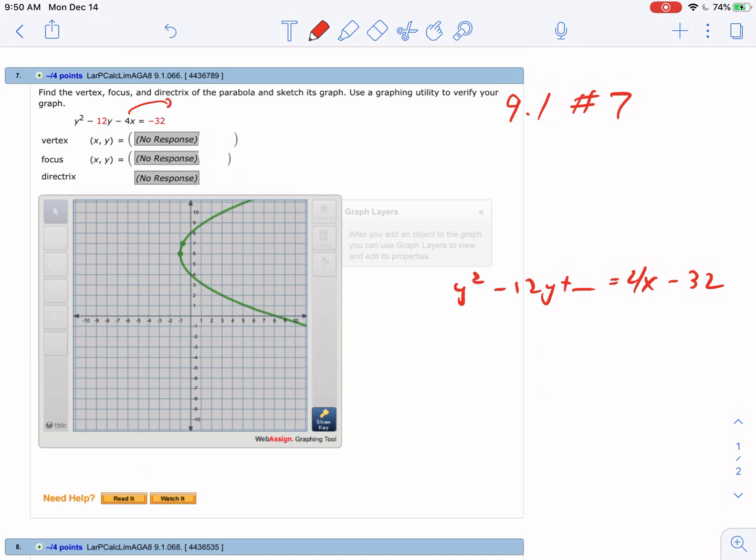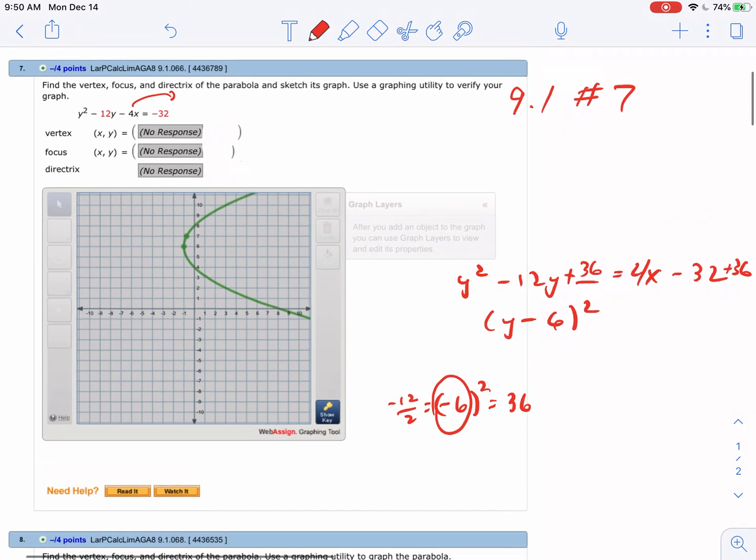And then I'm going to take that negative 12 off to the side, divide by 2, I get negative 6. Square it is 36. So if I put a 36 here, I would also have to put a 36 on the right-hand side. So this turns into y minus 6 squared, because I had a negative 6 in the parentheses down there. I just pop it in. And then this turns out to be 4x plus 4.